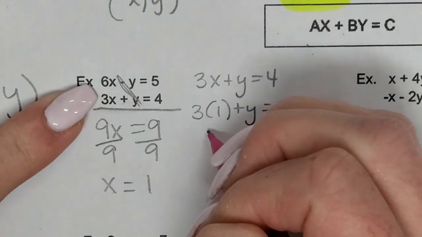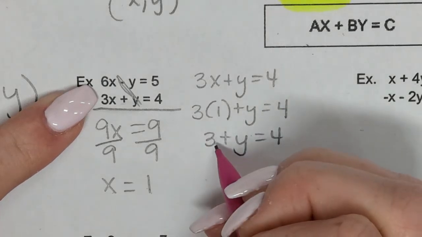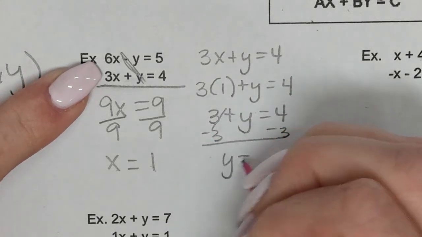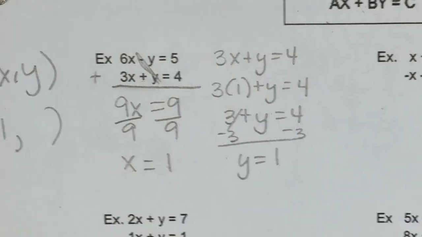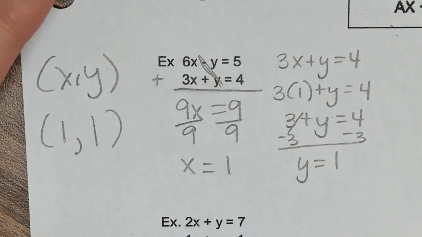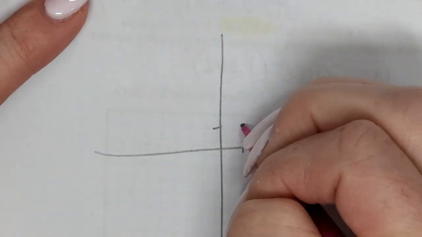3 times 1 is 3 plus y equals 4. And how do I get rid of the 3? Minus 3. So what is the value of y? So if I was to graph this on a graph like this, it's going to be two lines that intersect right here at 1, 1.